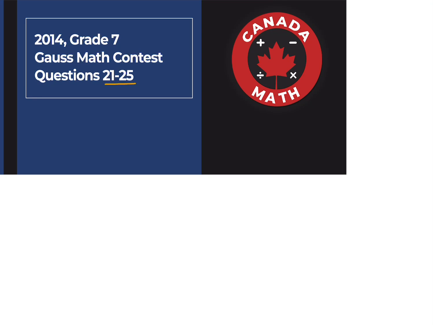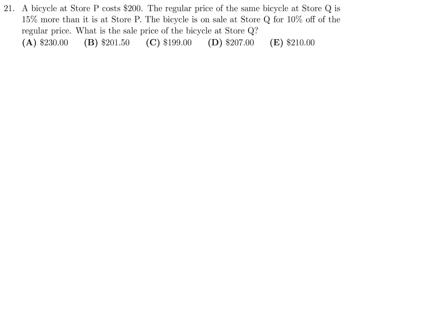Questions 21 through 25 on the 2014 Grade 7 Gauss Math Contest. A bicycle at store P costs $200. The regular price of the same bicycle at store Q is 15% more than it is at store P. The bicycle is on sale at store Q for 10% off of the regular price. What is the sale price of the bicycle at store Q?